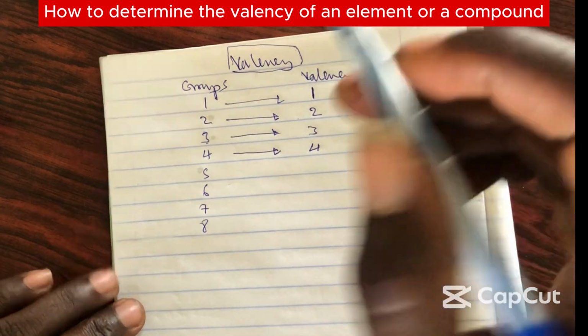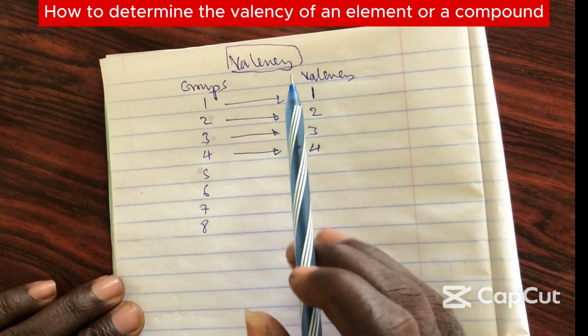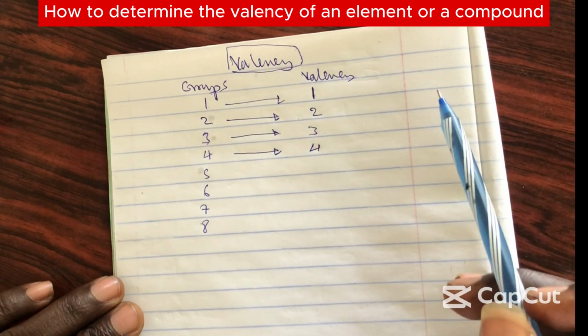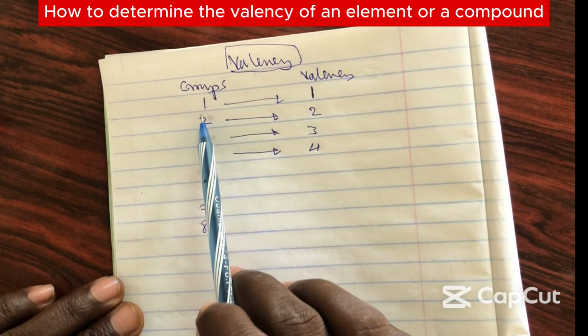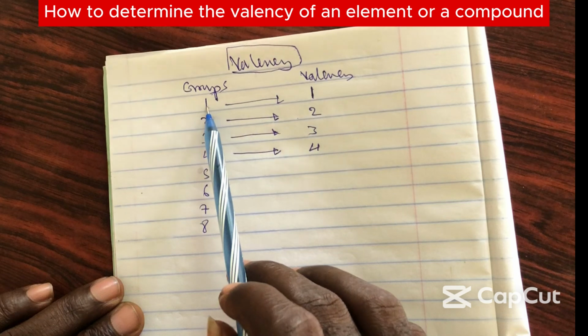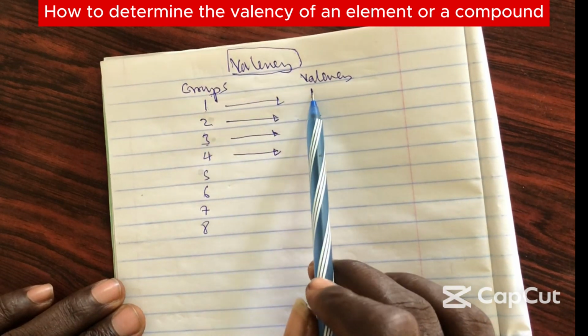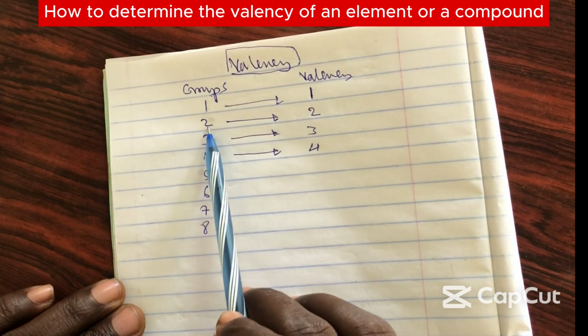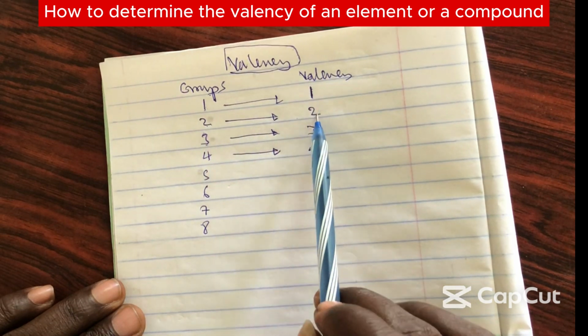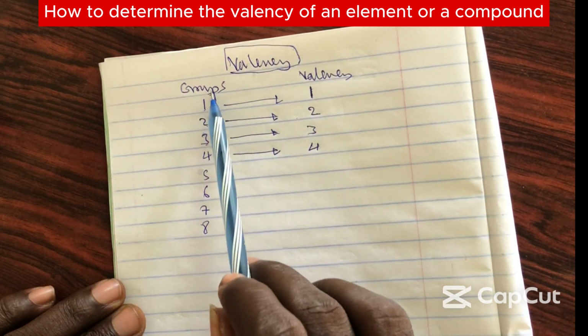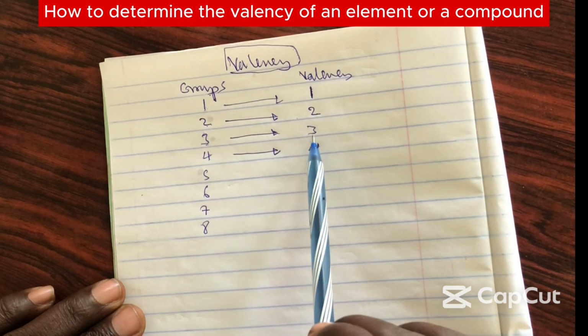Now we can conclude, since we are dealing with groups and valency: all the elements in group 1 have a valency of 1. All the elements in group 2 have a valency of 2. All the elements in group 3 have a valency of 3.